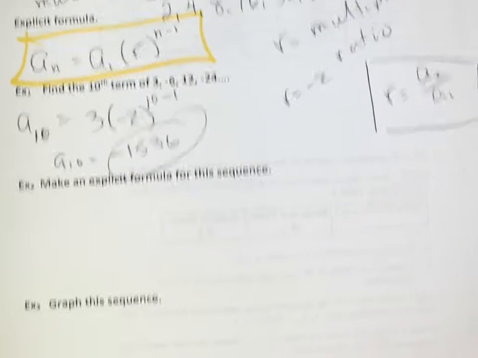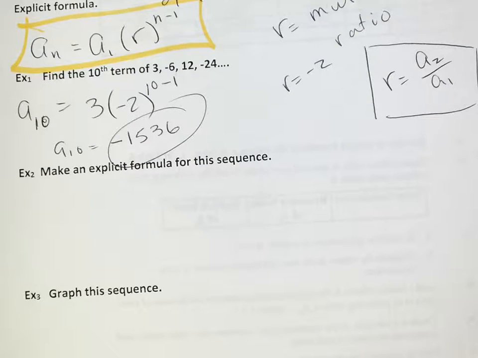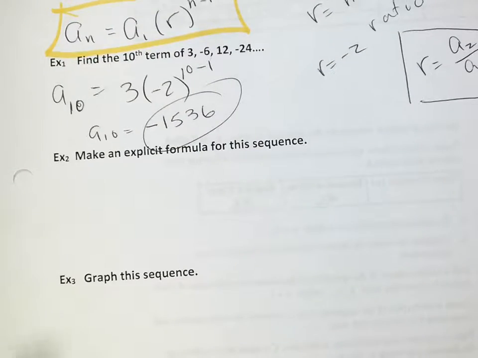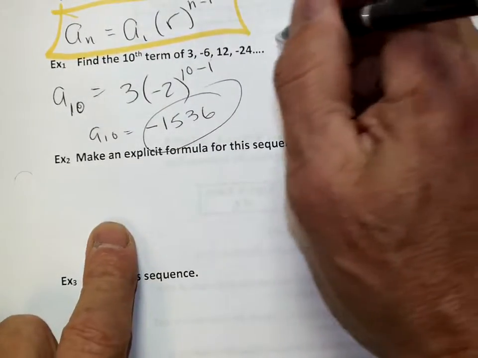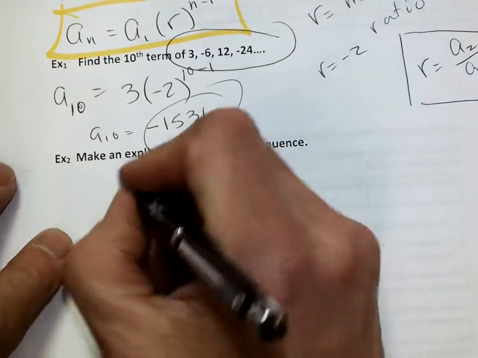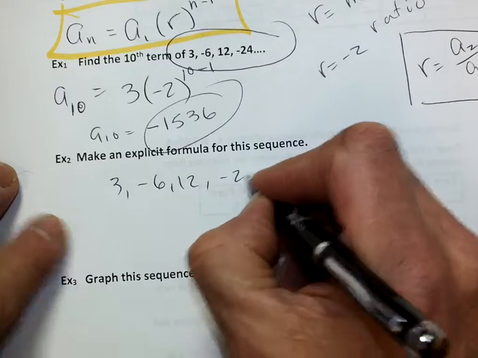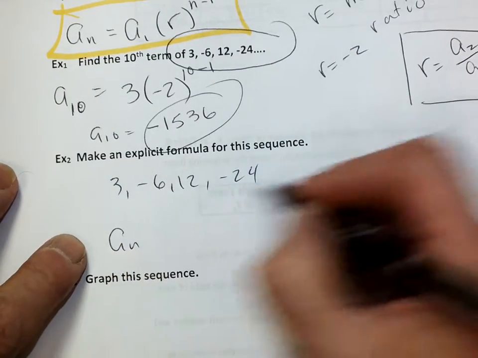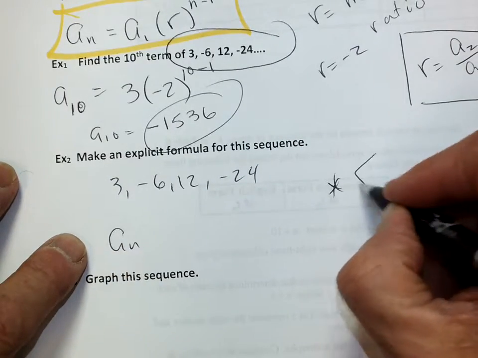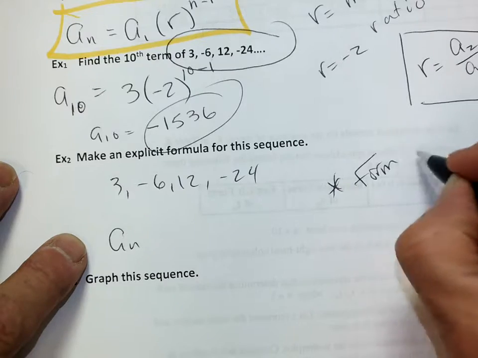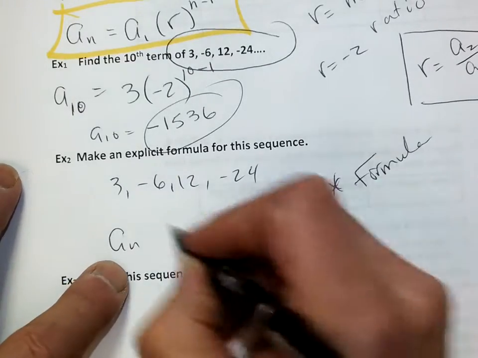All right. Number 2, make an explicit formula for this sequence. I didn't give you a sequence. No, the 3. Oh, there it is. Okay, thanks, Landon. For my 3, negative 6, 12, negative 24. Okay, so we're going to go A of n. So when we need a formula, well, wouldn't we do A1 first? Yes, but we're going to make a formula.